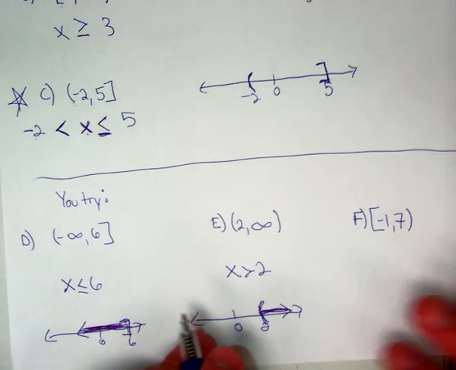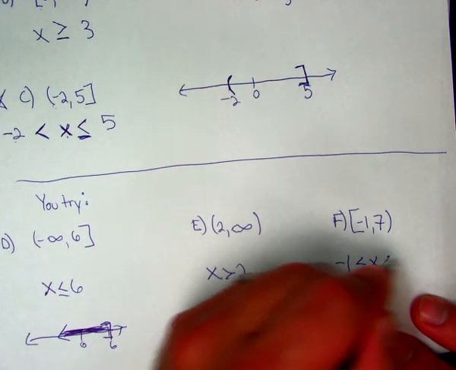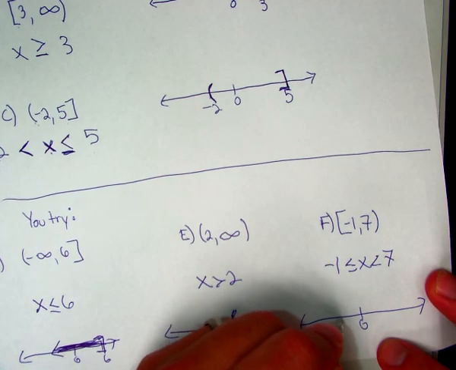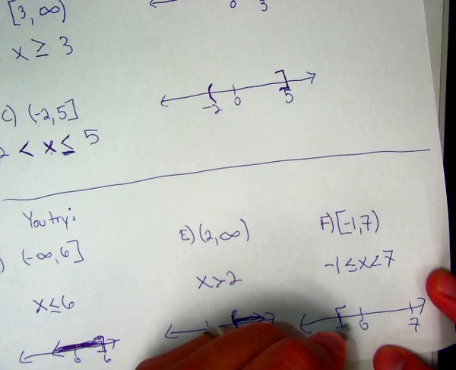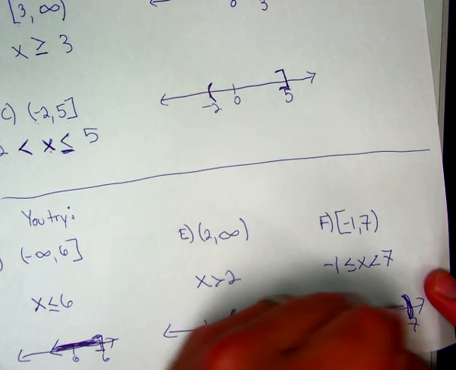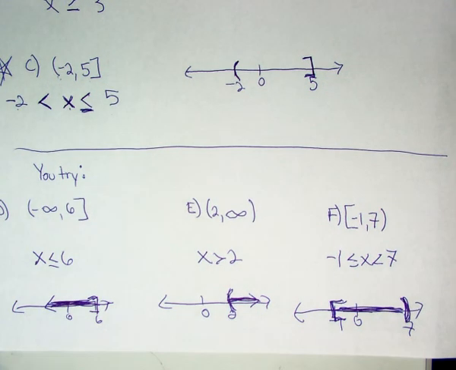And then the last one, negative 1, less than or equal to x, which is less than 7. And we go negative 1, 7, bracket here, parenthesis here, and there's your answer. There are those 3 answers. Hopefully this helped, and look forward for the next video.